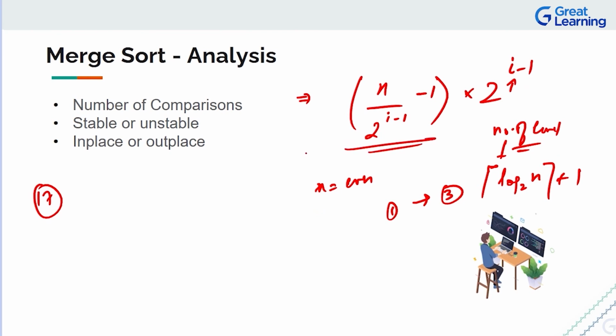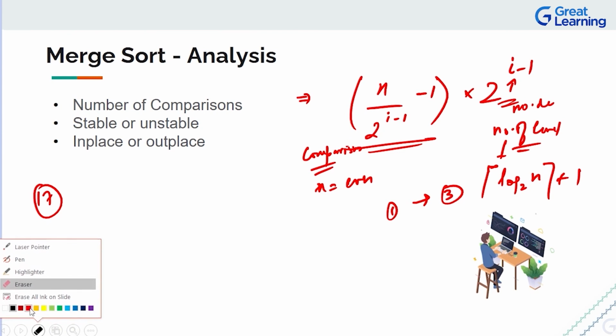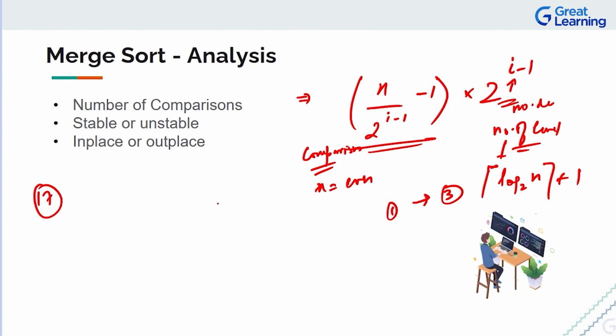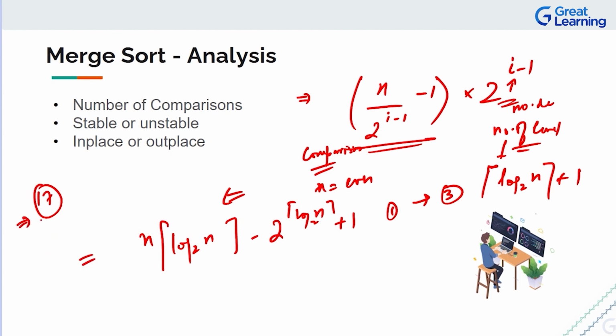What about this? This is nothing but your comparisons, how many comparisons you are taking. And this is nothing but your nodes. So if we try to evaluate this thing, this turns out to be n times the ceil value of log n to the base 2 minus 2 raised to the power ceil log n to the base 2 plus 1. Now we need to find out if this equation holds, right?